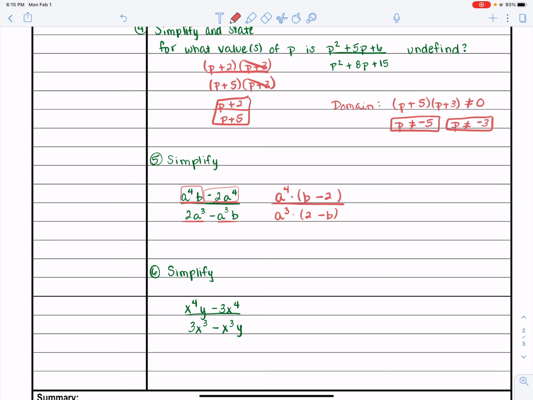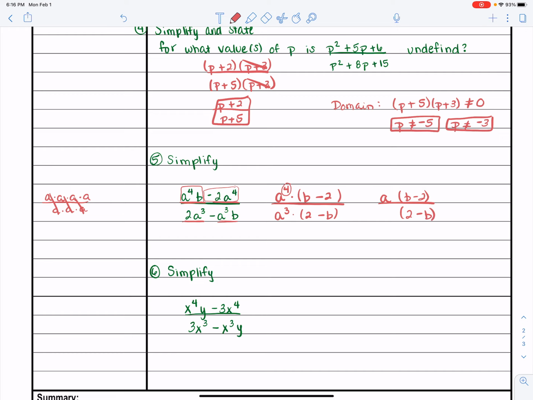Now remember, a to the fourth is really a times itself 4 times, and a cubed is a times itself 3 times. So remember, when we simplify them out, we're left with a single a. Or you can remember your rules of exponents say that you subtract the exponents and keep the answer where it started, largest. I'm going to keep the a on top. Then I have b minus 2 and 2 minus b.